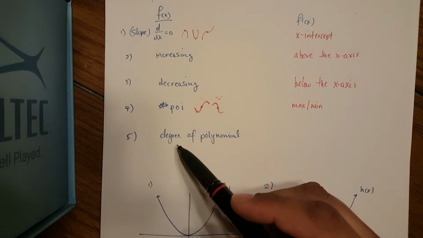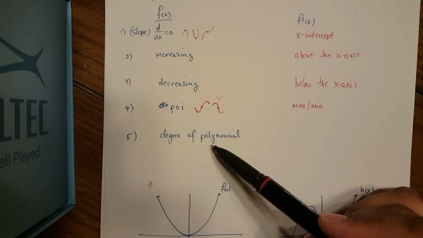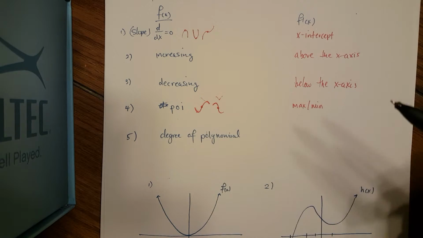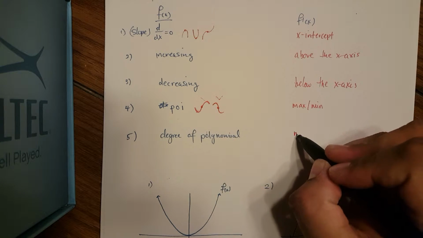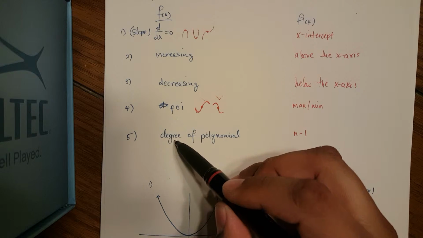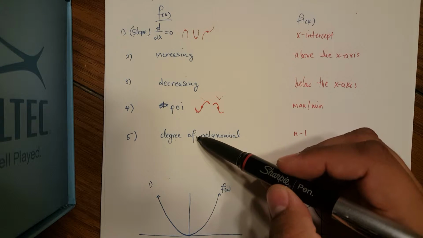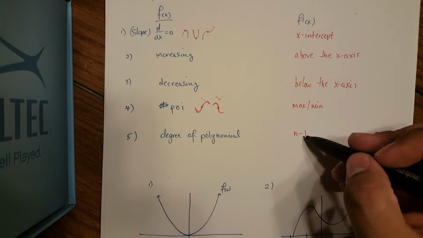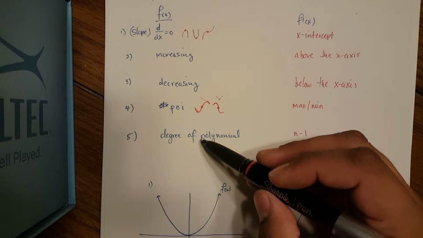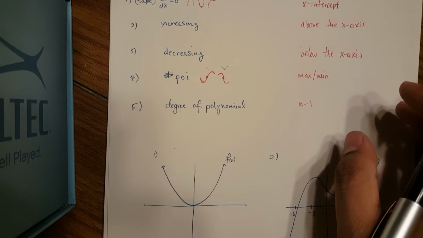Another trick here also: if this is ever a polynomial, the degree of the polynomial on this side is going to be n minus 1, where n is the degree of the polynomial for f of x. So that means if this has 3 humps, this is going to have 2 humps. If it has 1 hump, this means it's not going to have any. So let's dive into some of these examples.